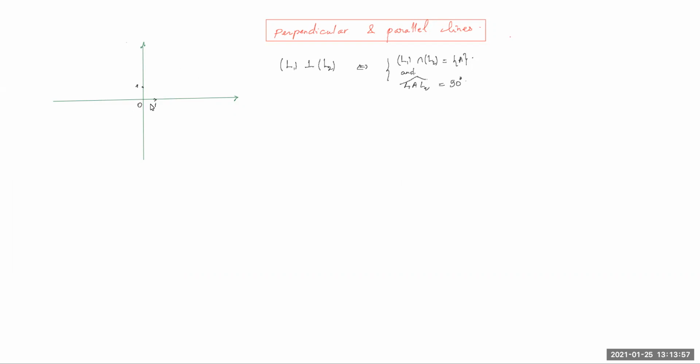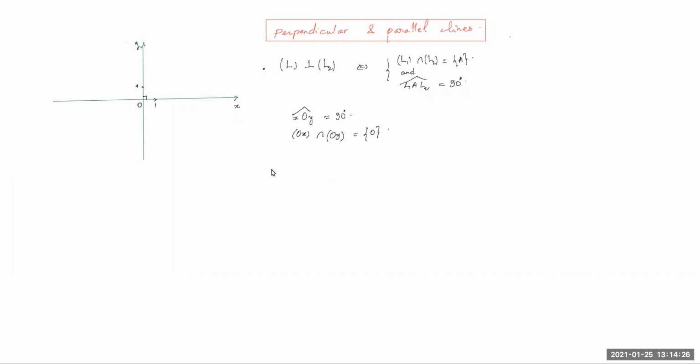Perpendicular lines are illustrated by the x-axis and y-axis. They intersect at the origin, and we have the angle xOy is 90 degrees. And the intersection of the x-axis and y-axis is the only point, the origin. So this is a simple example.